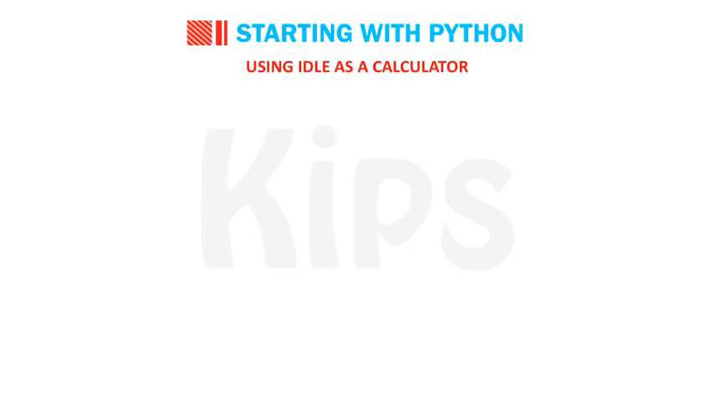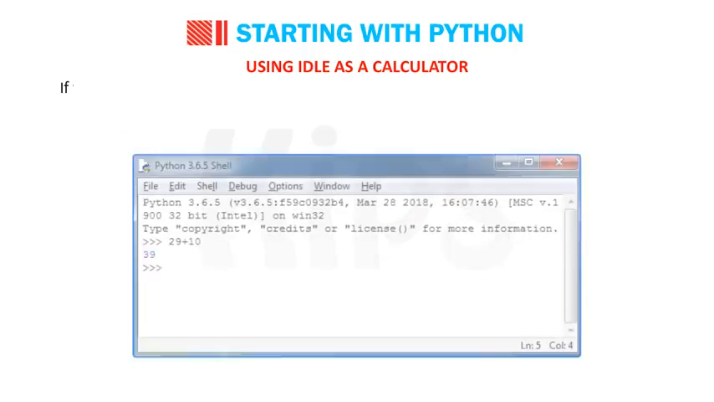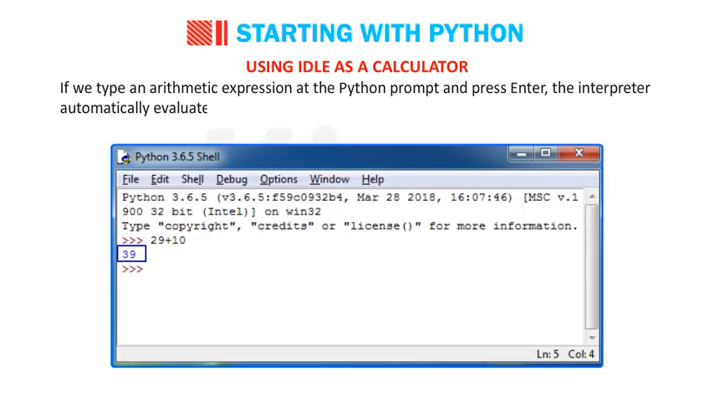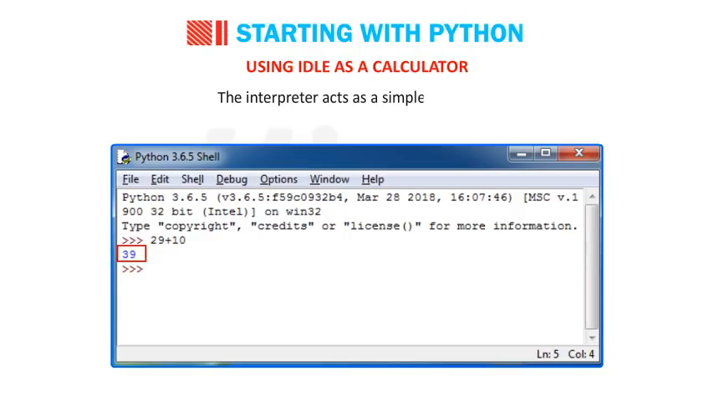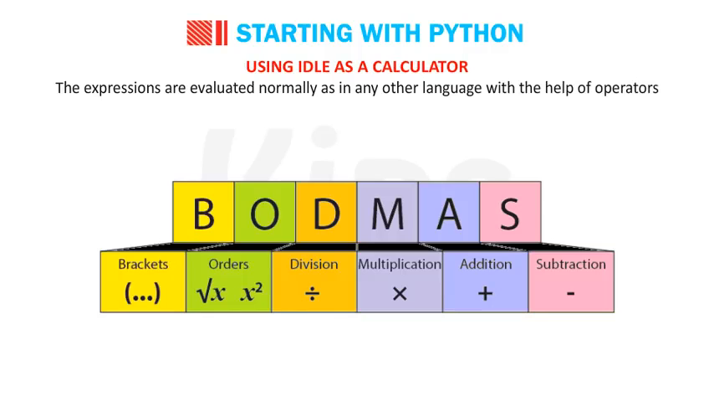Using IDLE as a calculator. To evaluate an arithmetic expression, it is not necessary to use the print function. If we type an arithmetic expression at the Python prompt and press Enter, the interpreter automatically evaluates it and shows the result. The interpreter acts as a simple calculator. The expressions are evaluated normally as in any other language with the help of operators like plus, minus, multiplication, division, etc. by using the BODMAS principle.